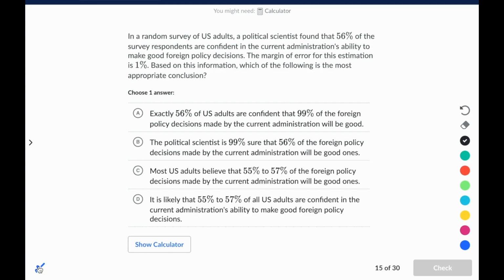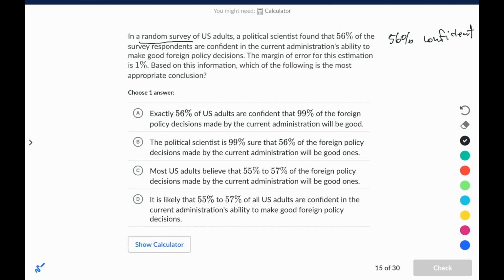In a random survey of US adults, a political scientist found that 56% of the survey respondents are confident in the current administration's ability to make good foreign policy decisions. So, 56% are confident. The margin of error for this estimation is 1%. Okay, so margin of error is 1%. Based on this information, which of the following is the most appropriate conclusion?